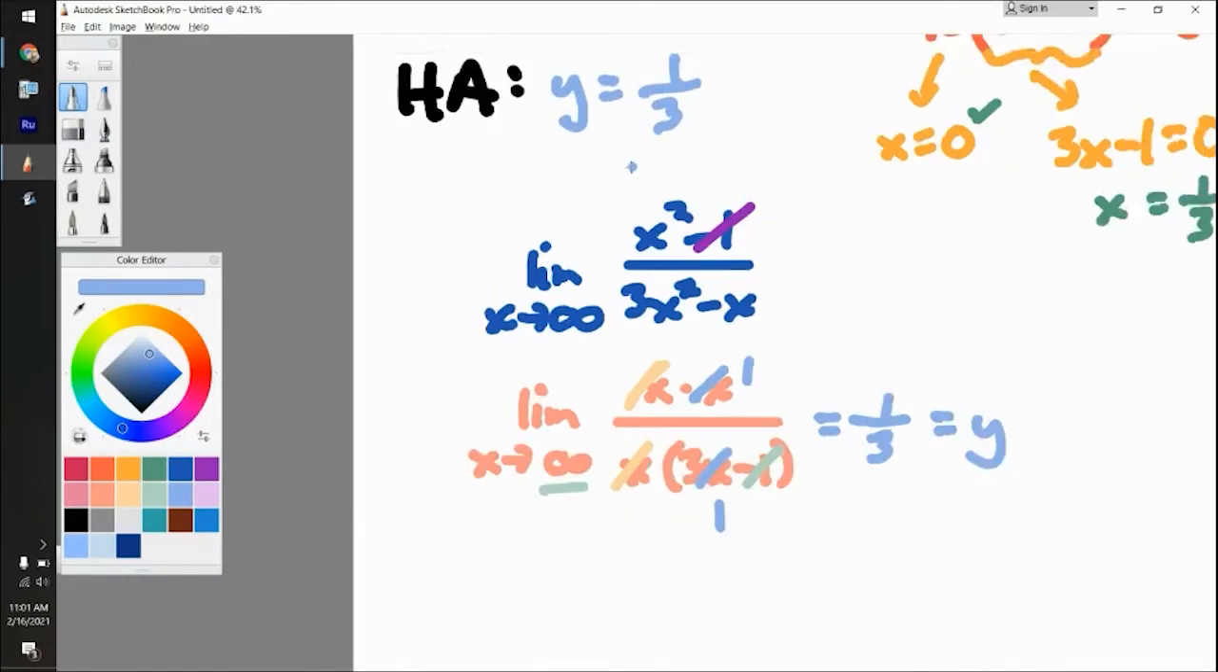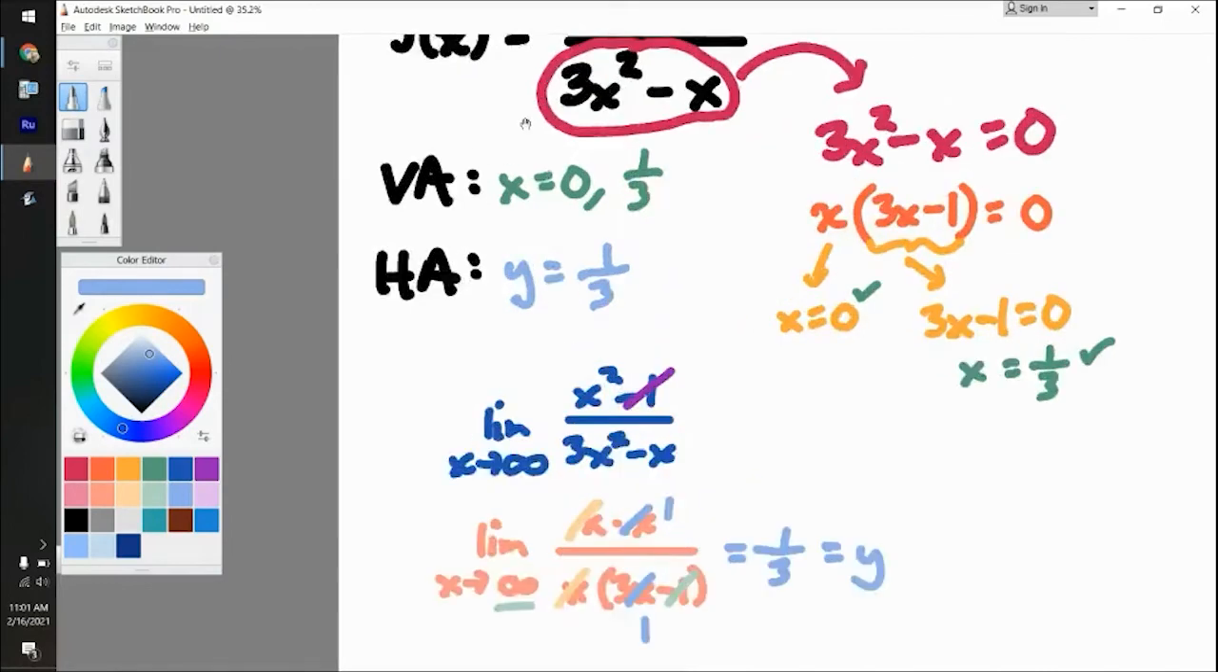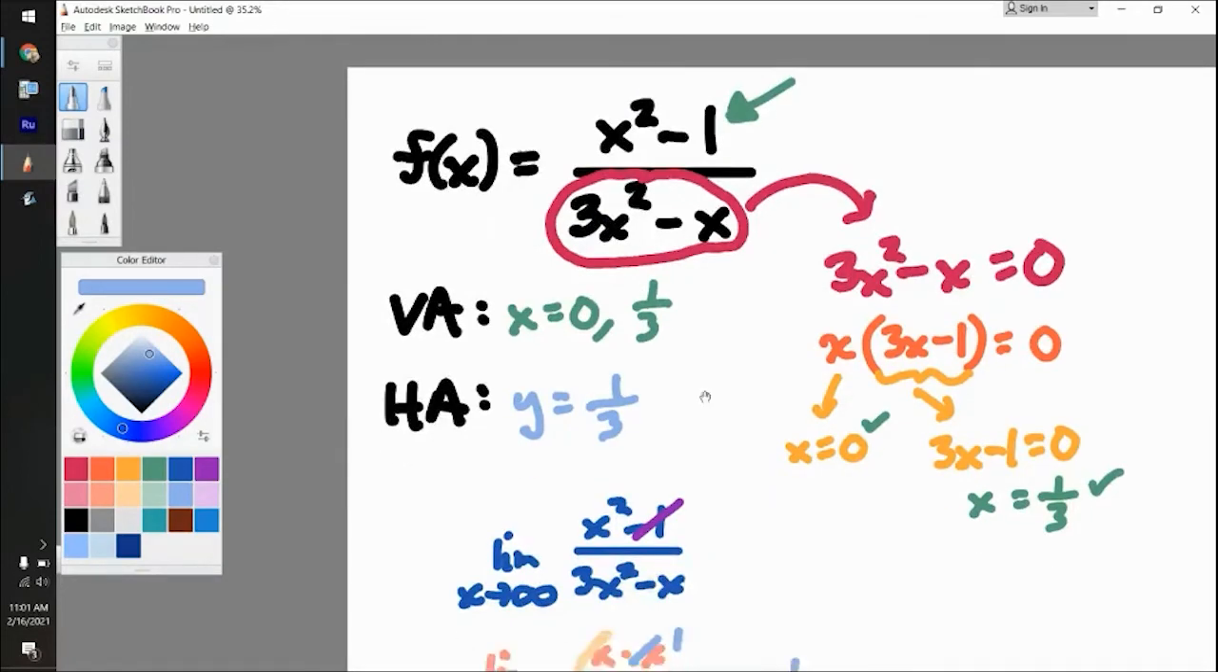Now that is completely unrelated to the vertical asymptote at 1/3, because honestly, I made up this problem and I'm surprised it worked out to be both 1/3. Usually they're not the same number, so don't assume that they are. And this is essentially all of section 3.1. It's finding vertical asymptotes and finding horizontal asymptotes. And the main thing that's new is the limit as x goes to infinity.